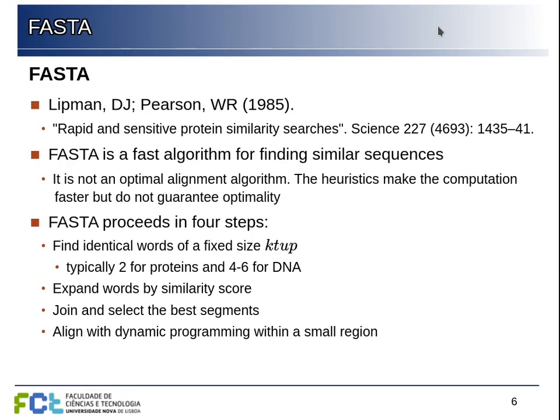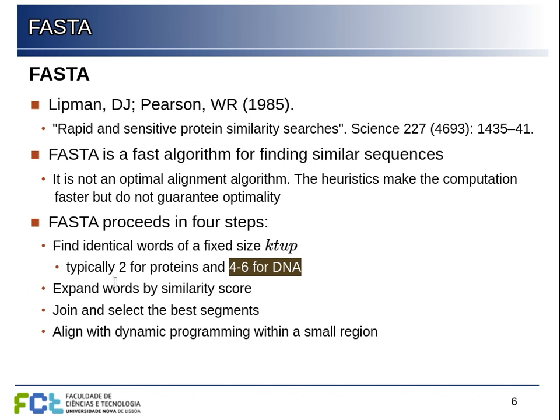This was the first one widely used for sequence searches. It's still widely used mostly for DNA, and the way it works is that it starts by finding identical words of a certain size. In the case of proteins, these words are consecutive sequences of symbols. So in the case of proteins, we have words of 2 amino acid residues. In the case of DNA, it's 4 to 6 nucleotides.